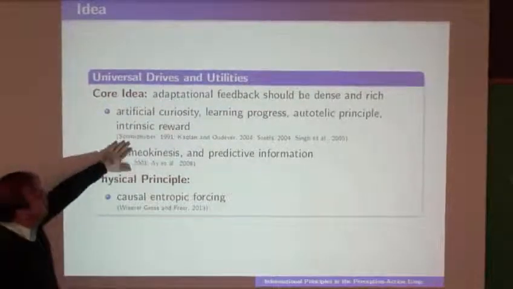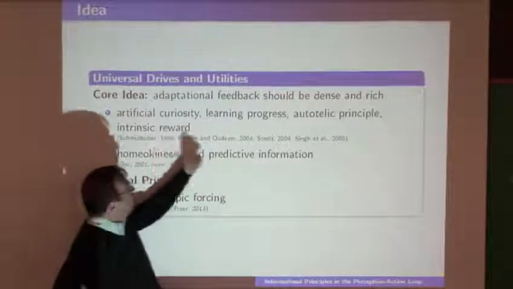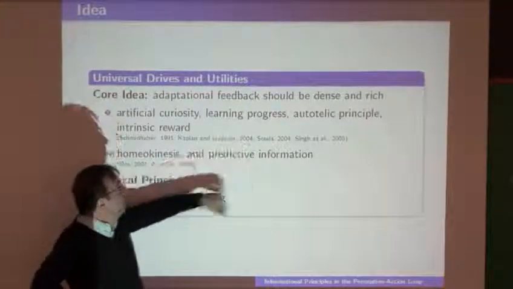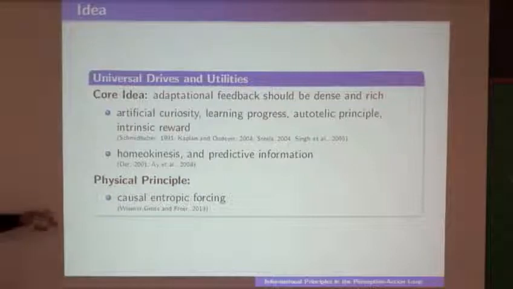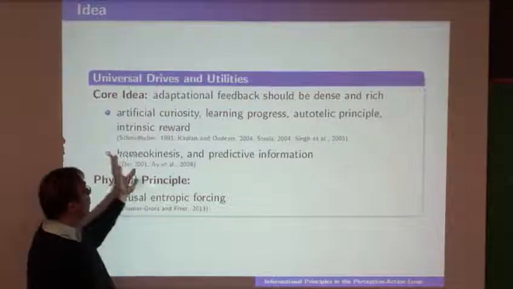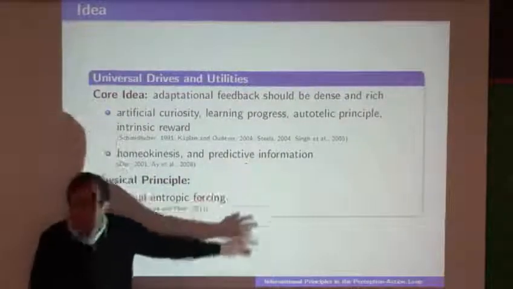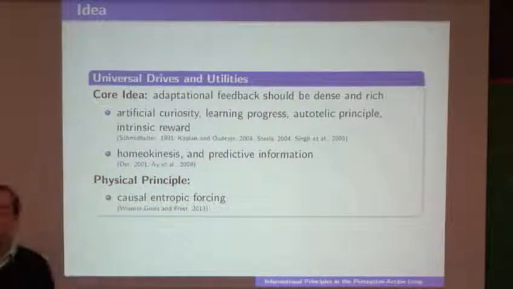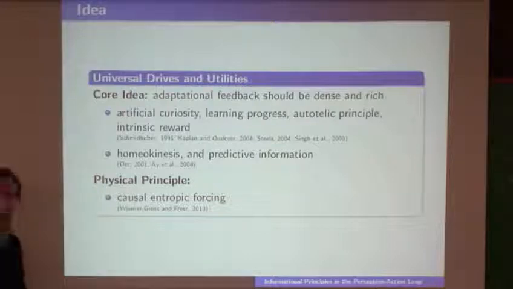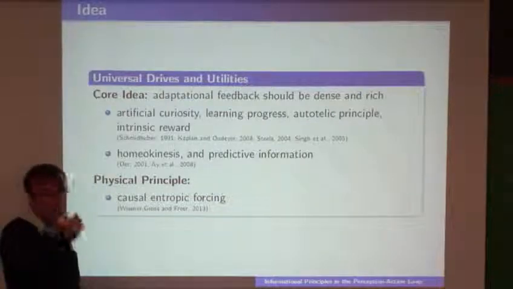One of the proponents of that, actually one of the pioneers, is Jürgen Schmidhuber; Learning Progress, Kaplan and Oudeyer; the Autotelic Principle by Luc Steels; Satinder Singh suggested intrinsic reward, which is essentially evolution driven. Probably closest to what I'm discussing here is homeokinesis, or rather its information-theoretic version, predictive information, which basically used the Tishby and Bialek predictive information model to generate self-motivated behavior.